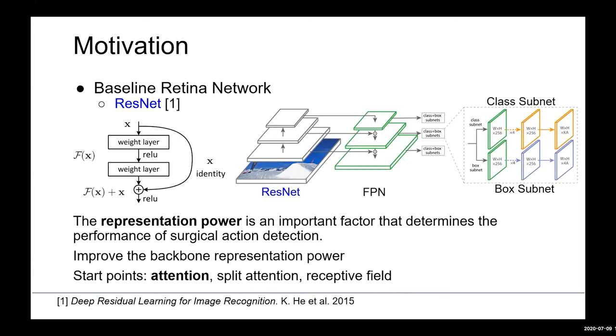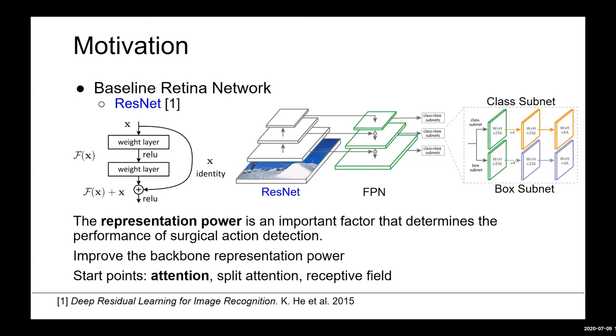A consensus in the deep learning community is that good feature representation plays a key role in machine learning problems. Thus, we start by looking for a backbone that has better representation power. The baseline uses a ResNet as the backbone. It is well known for the bypass link that allows the gradient to backpropagate along the network without degradation. Therefore, it supports very deep neural networks.